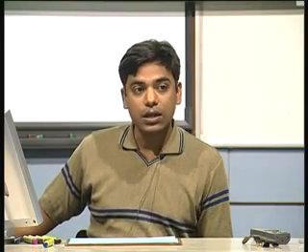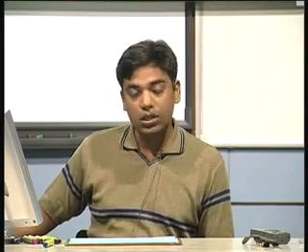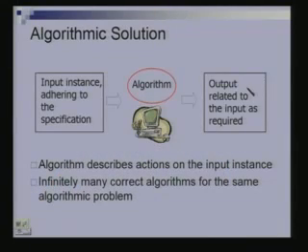An algorithm is essentially describing the actions that one should take on the input instance to get an output as is desired, as is specified. And again, just as there can be infinitely many input instances, there can be infinitely many algorithms for solving a certain problem. Each one of you could do it in a slightly different way.